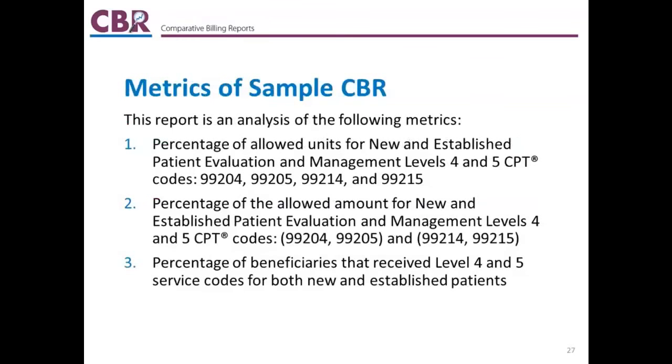You'll see here a list of the metrics that were analyzed in the CBR. So the first metric shows the percentage of allowed units for levels 4 and 5 for new and established patient evaluation and management encounters. The second metric is the percentage of the allowed amount submitted with new and established patient evaluation and management codes levels 4 and 5. And finally, metric 3 shows the percentage of beneficiaries that received level 4 and 5 service codes for both new and established patients.